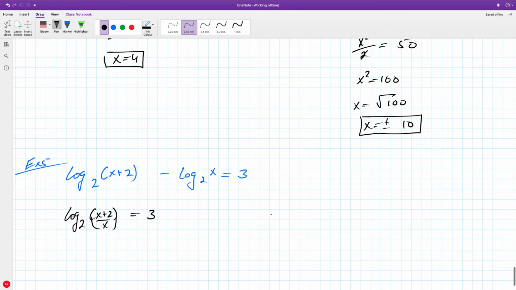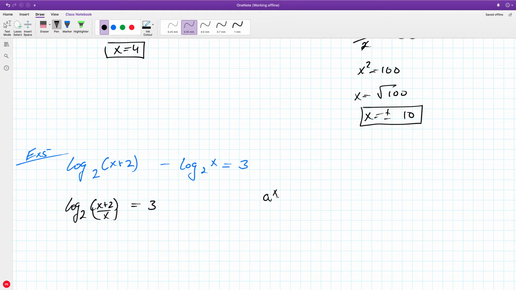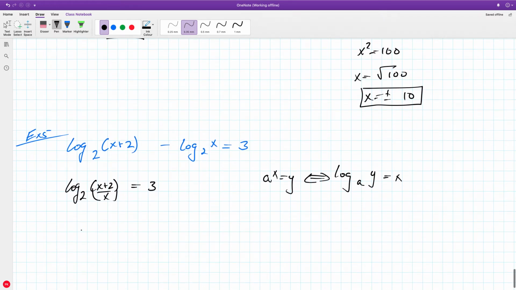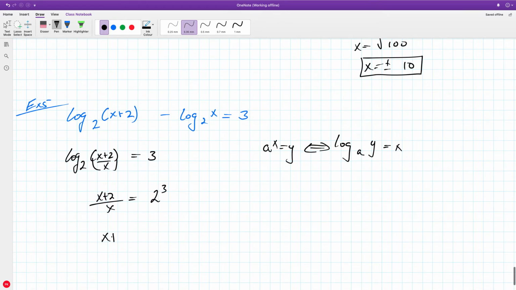We then use our top right rule. The a to the power of x equal to y is the same as saying the log of y to the base a is equal to x. We use that rule. As I said, that's going to get you out of an awful lot of trouble. That's x plus 2 over x is equal to 2 to the power of 3. x plus 2 over x is equal to 8.